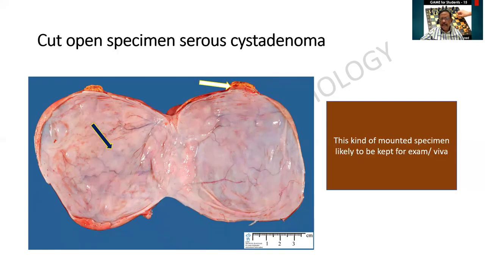Such a specimen can be kept for you people in the examination, either as a spotter or a specimen for description or for the viva voce. And looking carefully, I'll be able to identify the fimbrial end of the fallopian tube.